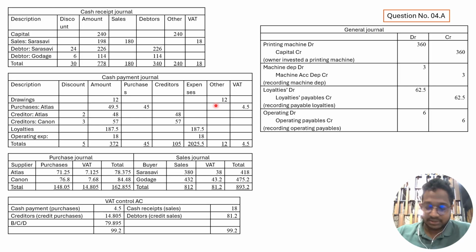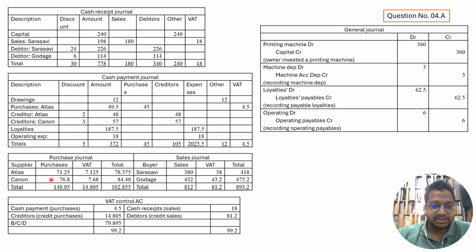So the cash purchases 40 into 1,250 is the gross purchase amount 50,000, and to that you have to exclude the trade discount 10%, which means 45,000. And from that 45,000, you have to find out the VAT, right? So here in the cash payment journal, the purchases without VAT 45, and to that 10% VAT 4.5. Altogether, the amount should be 49.5.